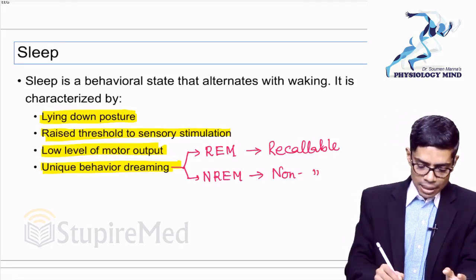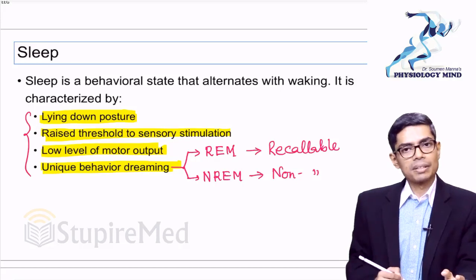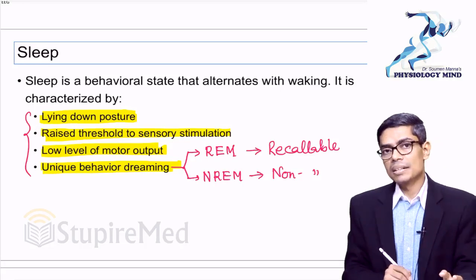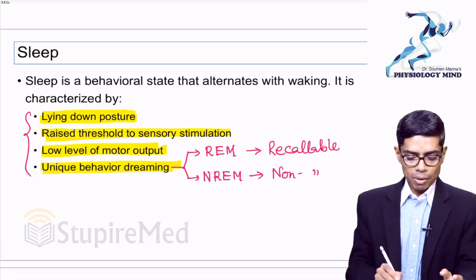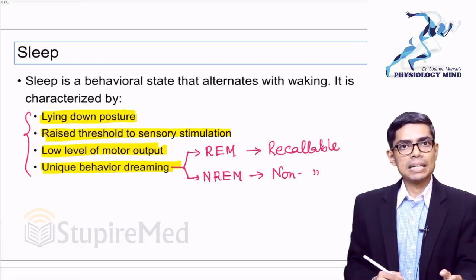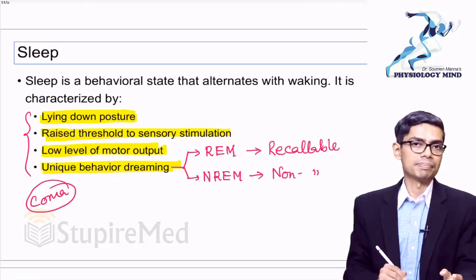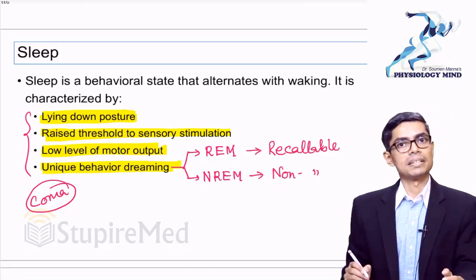Now see, apart from these 4 features, the other feature is that it is easily reversible. All these features can also be seen in a coma patient, but the coma is not easily reversible, whereas sleep is easily reversible.